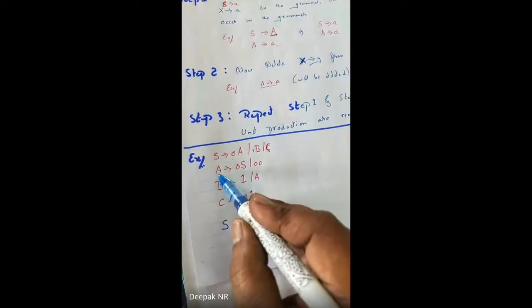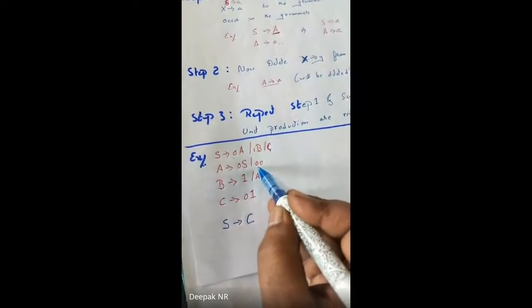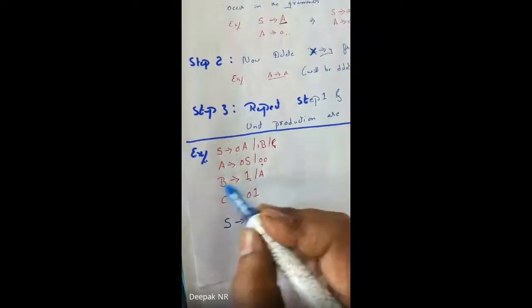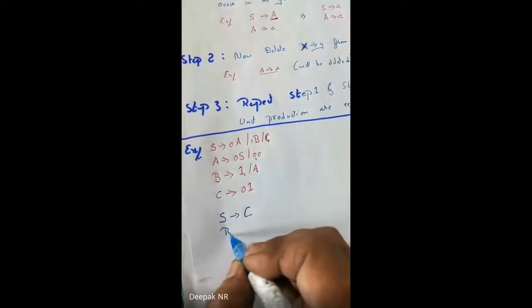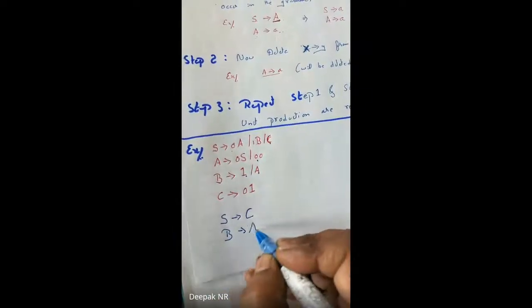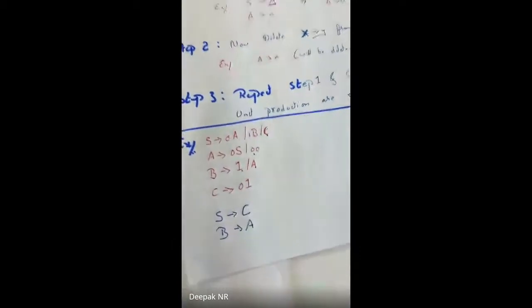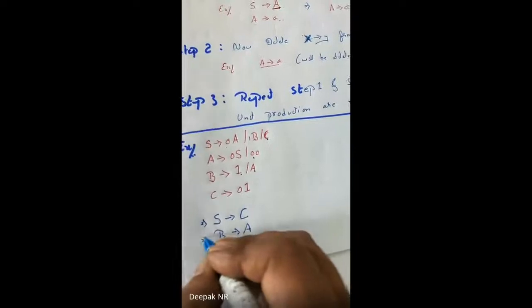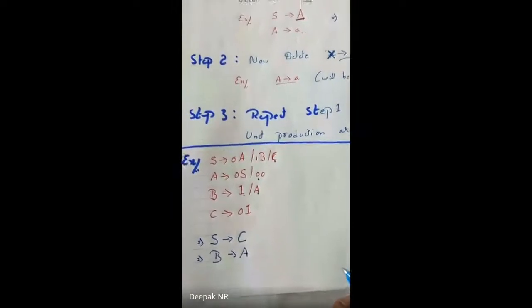Clear? Next, A tends to 0, yes, it's in a proper format. A tends to 0, 0, even this is in a proper format. Now, B tends to 1 is correct. B tends to A is again a capital letter, so I write B tends to A. And C tends to 1 is in a proper format. Now, here there are 2 unit productions. So I have to remove these 2 unit productions and rewrite them.